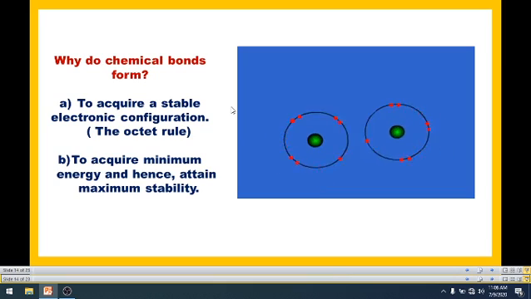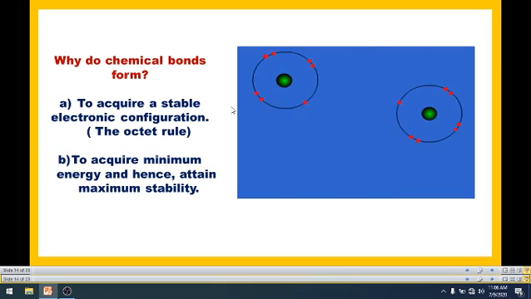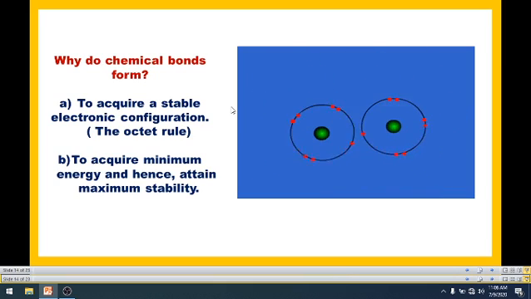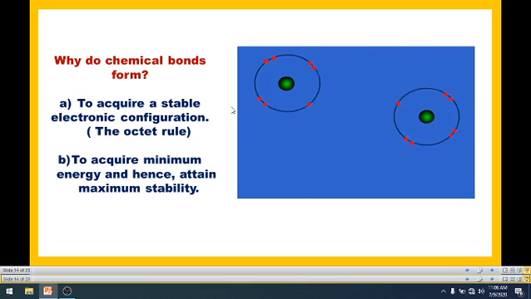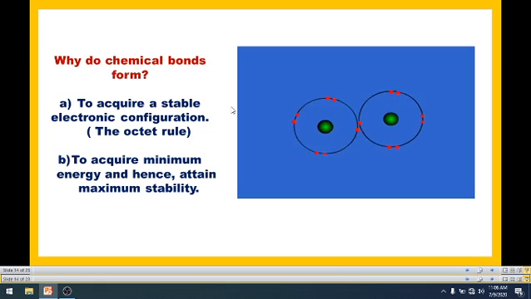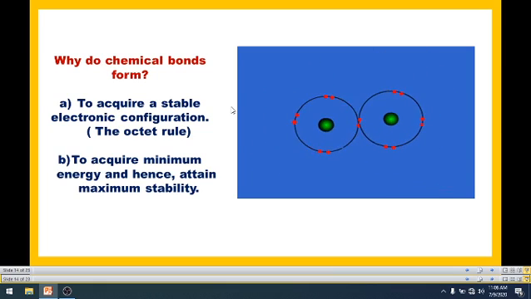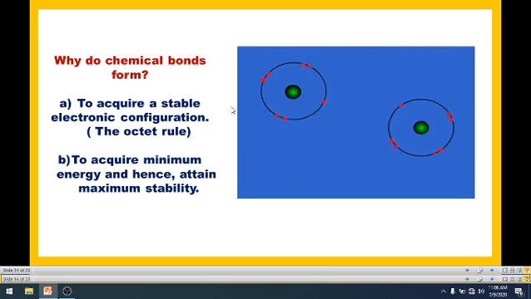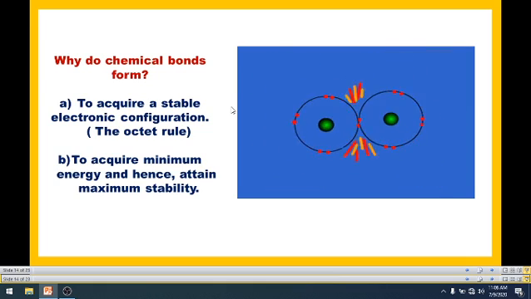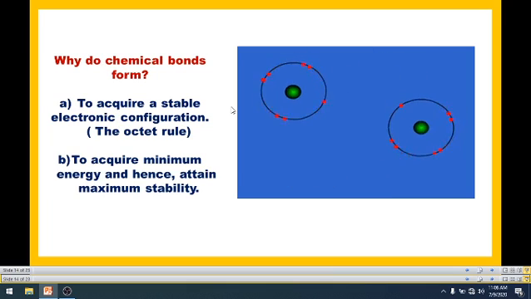And in order to acquire minimum energy: if they have a stable noble gas configuration, then they acquire minimum energy. After that, it attains maximum stability. So the compound becomes more stable. That's why a chemical bond is formed.